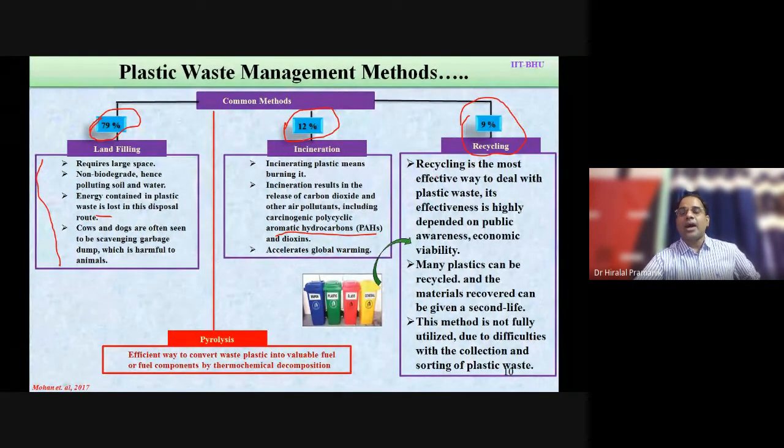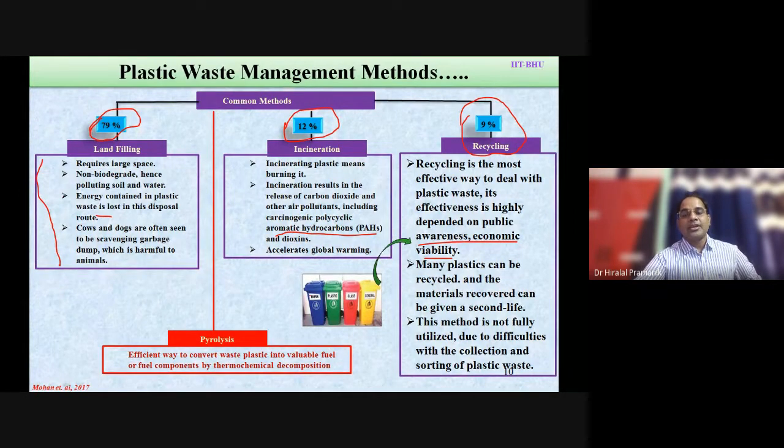Recycling, as I told you, is the most effective way to deal with plastic waste. Its effectiveness is highly dependent on public awareness and economic viability. Many plastics can be recycled and the recovered materials can be given a second life. And this method is not fully utilized due to difficulties with the collection and sorting of plastic.